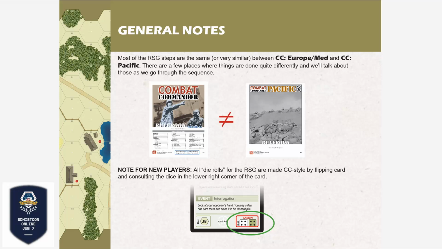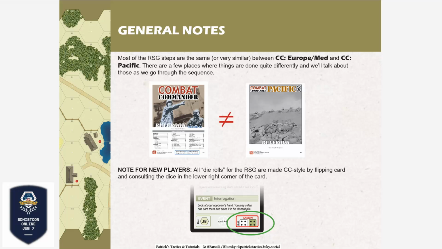So most of the steps between Europe and Med and Pacific are either identical or very much the same. There are a few places where things get out of sequence, because we had some additional things to consider in terms of Pacific. So I've tried to call out in those cases where things kind of jump around a little bit for the Pacific module. But for the most part, they're pretty much the same.